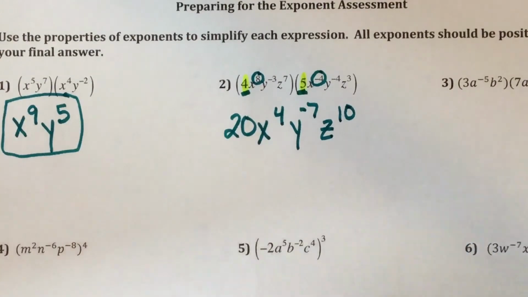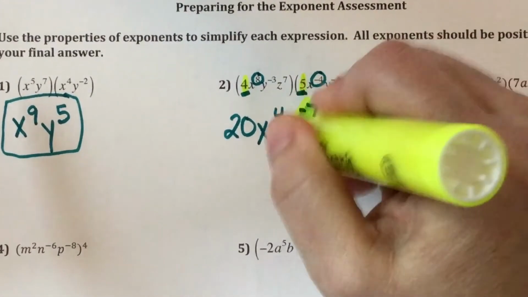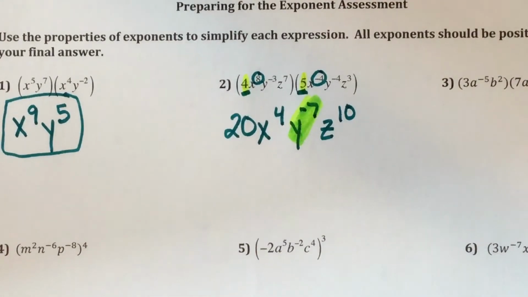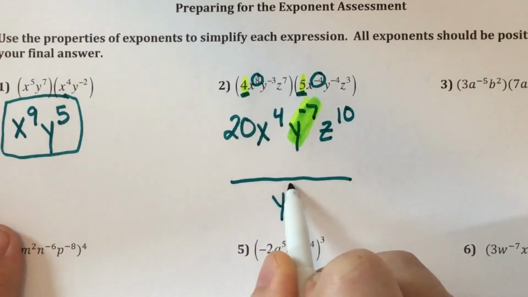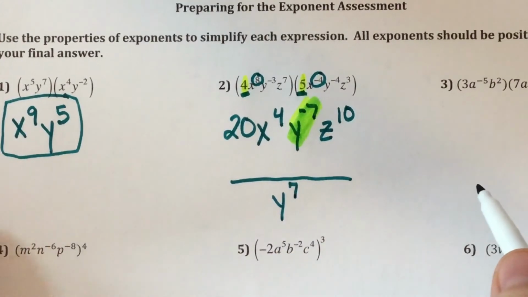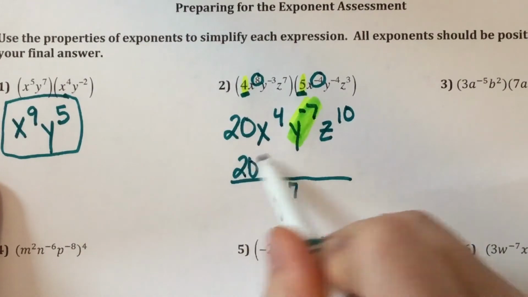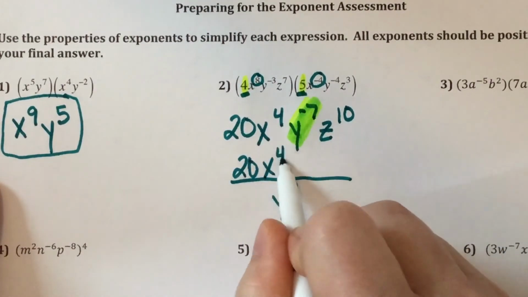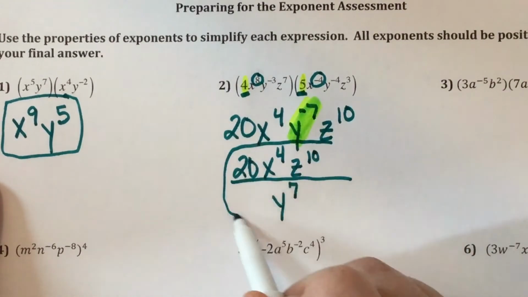And then who's going to have to move? Mr. Y, you're moving. So if somebody has a negative exponent, you got to move it. Since he's up top, he's going to go down. And when he goes down, remember, make his exponent positive. Nobody else has to move, so the 20 stays put. The x to the 4th stays put. And the z to the 10th stays put. And that's our answer.